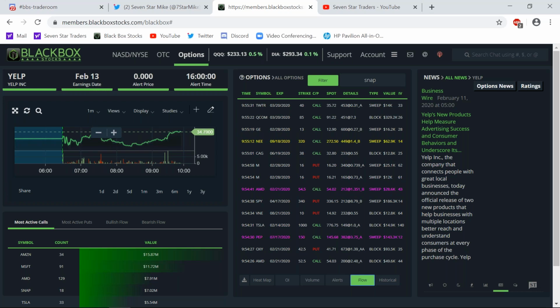Any other questions on Discord, Black Box, how we use Flow? Anything whatsoever pertaining to unusual options activity? Again, I'll stick around for about 30 seconds to see if any questions come through.